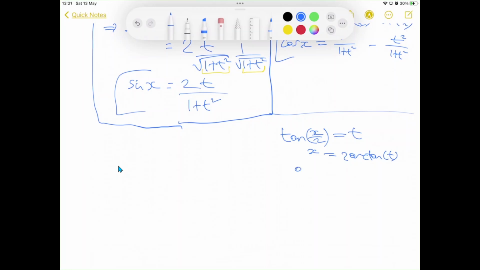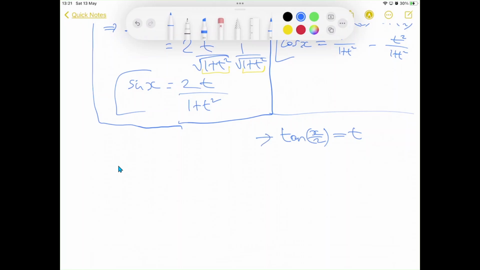Now, if we implicitly differentiate both sides, dx is equal to 2 over the square root of 1 plus t squared, dt. For those of you who don't know how to differentiate arctan, this is probably year 2 A-level stuff. For those of you in America, you wouldn't know what that is. Don't worry about it. If we didn't know how to differentiate arctan, then we would have to differentiate straight from here.